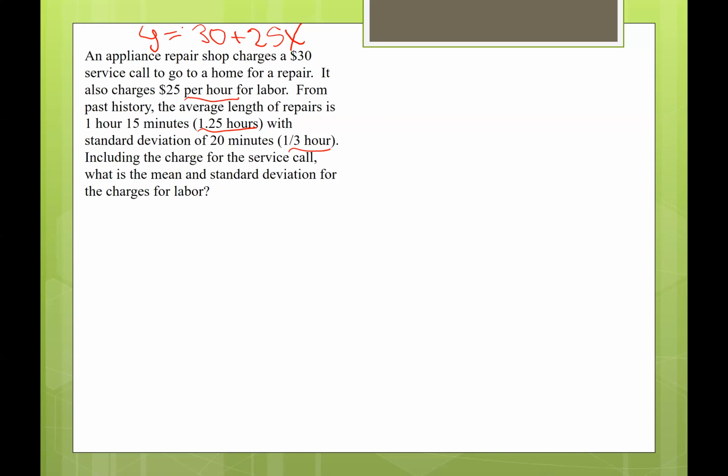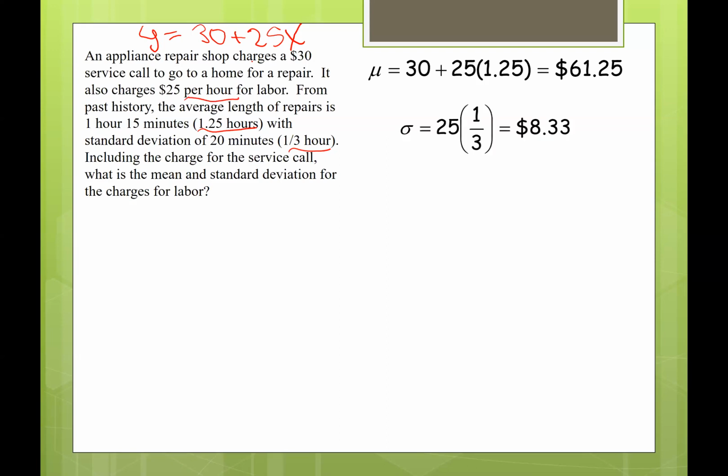Remember, the mean is easy. The mean is always what you want it to be. I just plug in my overall mean. So I plug the 1.25 hours in for X, and I get $61.25. But when I do the standard deviation, remember everybody added 30, so the spread of the data did not change when you added 30. So I'm not going to add 30, but multiplying by 25, different people or spreads the data out in different ways depending on their original time. So I take the overall standard deviation time, I multiply by the constant, but I do not add 30.